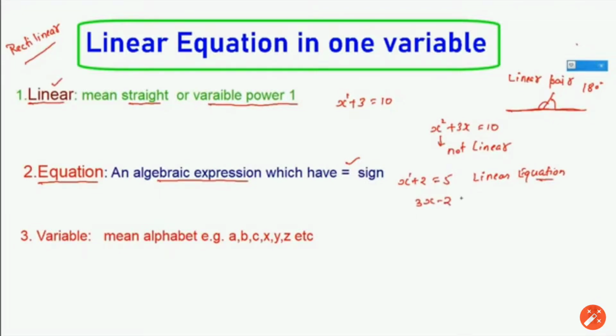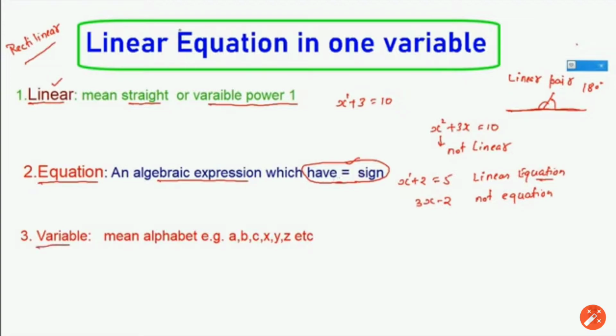Now another example, 3x minus 2. This is not an equation because it has no equal to sign. Is it clear?